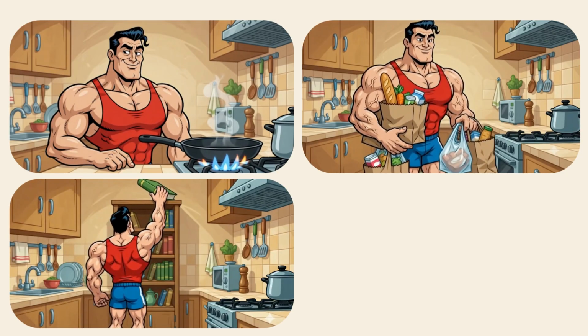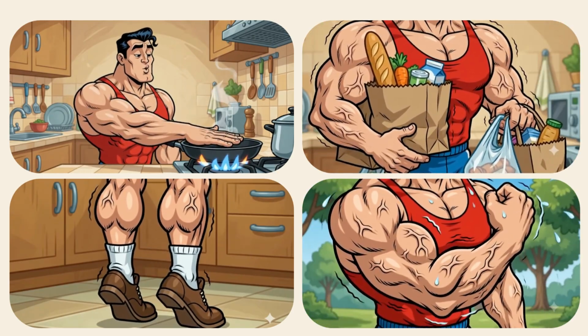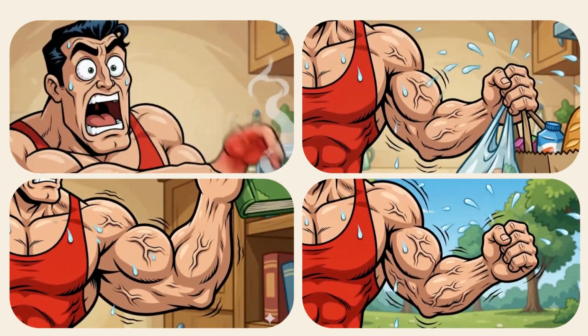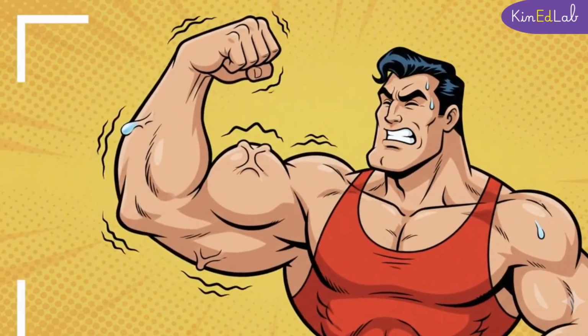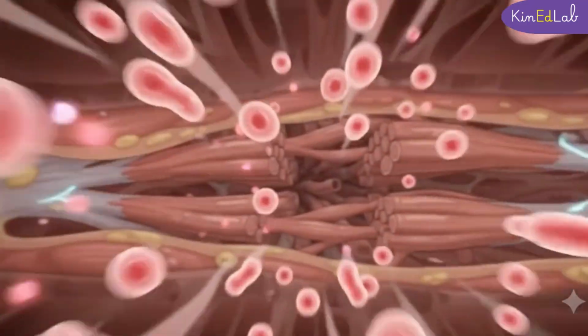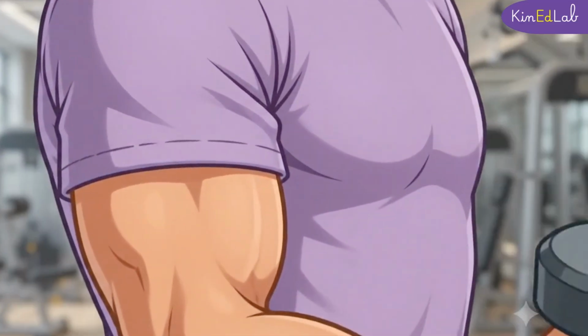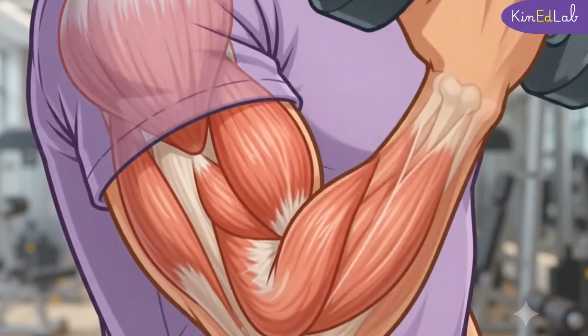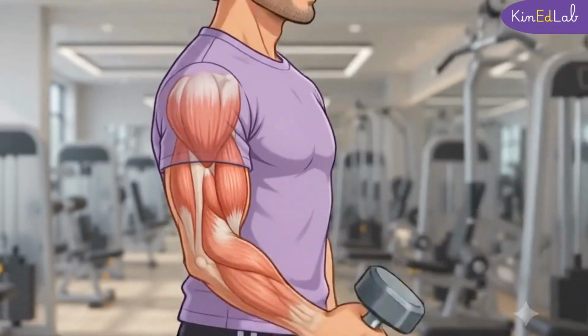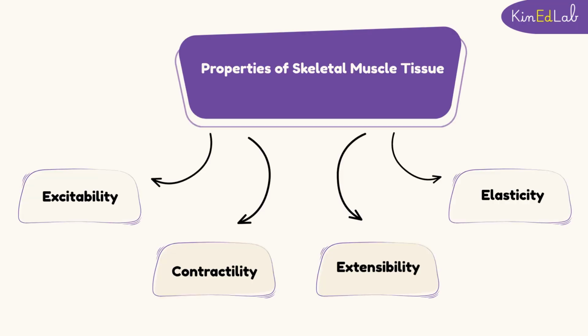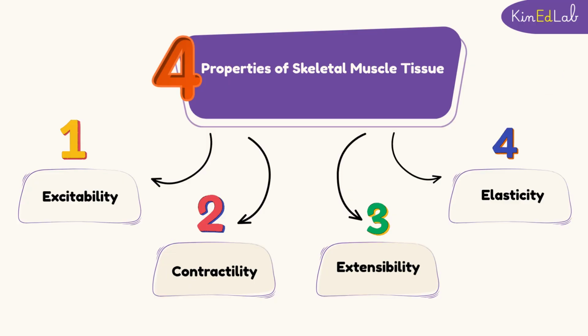Think about all the work that your muscle does every day. All of these movements look completely different, but behind every single one is the same remarkable biological machinery, your skeletal muscles. And here's the interesting part. Every skeletal muscle cell has a set of fundamental properties that allows it to sense, respond, generate force, stretch, and also return to its original shape. In other words, skeletal muscle has its own superpowers. And there are four fundamental ones that you need to know: excitability, contractility, extensibility, and elasticity.